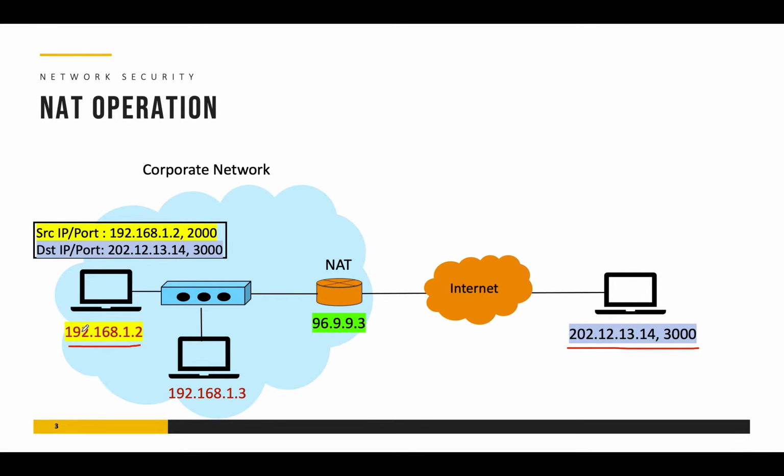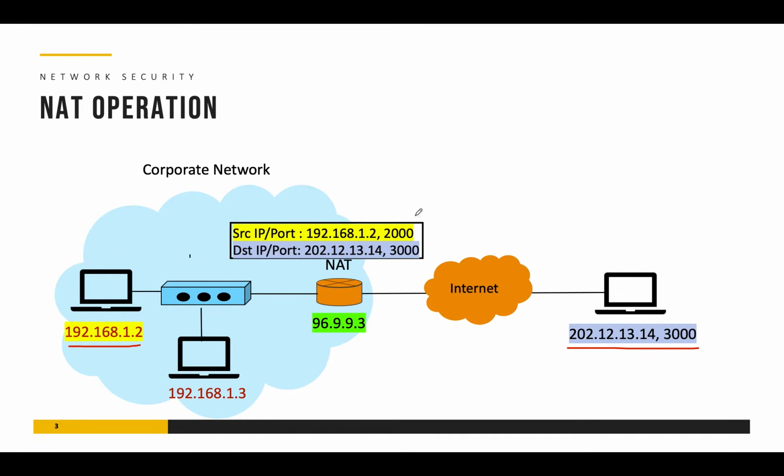So what you do is that you create a packet, you put your own IP address as the source IP address, 192.168.1.2, and your own source port number, 2000. And obviously in the destination you put the destination IP address and the destination port number. And then you send this packet to the NAT router. An interesting thing happens when it arrives at the NAT router. The NAT router has a public IP address, 96.9.9.3. This is a publicly routable IP address.